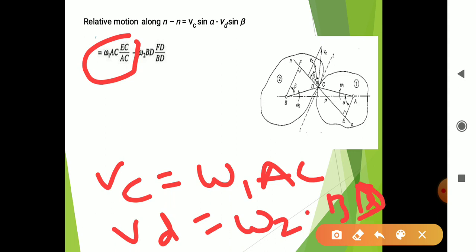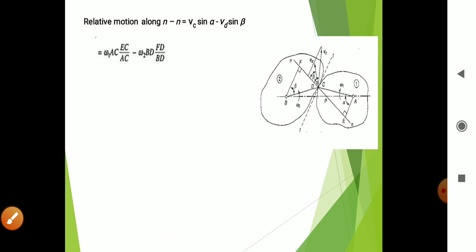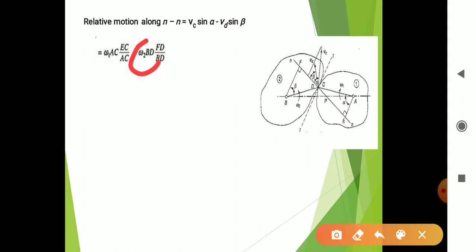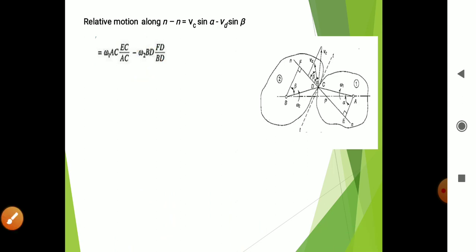Omega 2 into BD. See here, this is omega 2 into BD. So put the values VC and VD here. Now next is what? Sin alpha and sin beta.